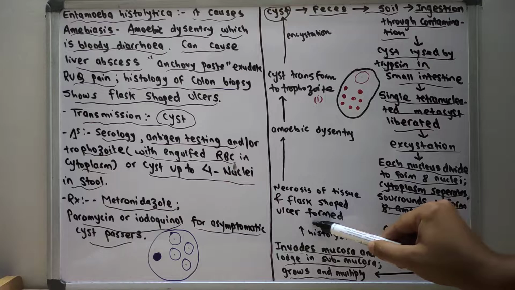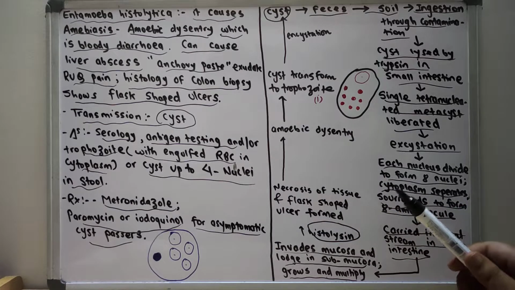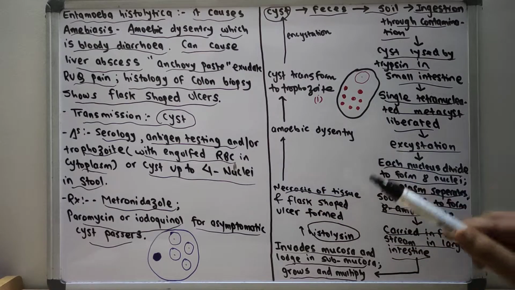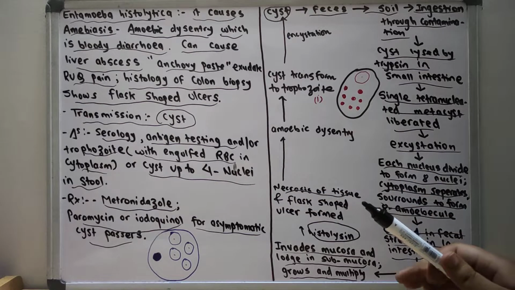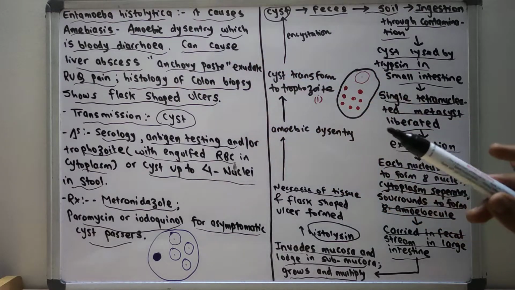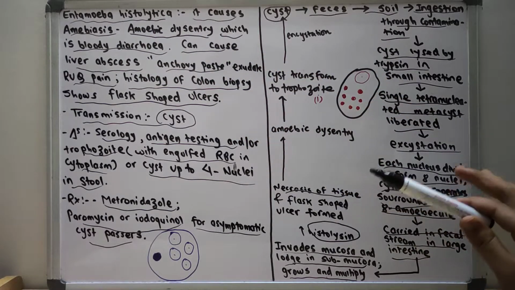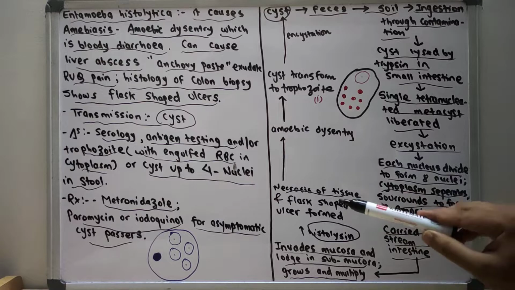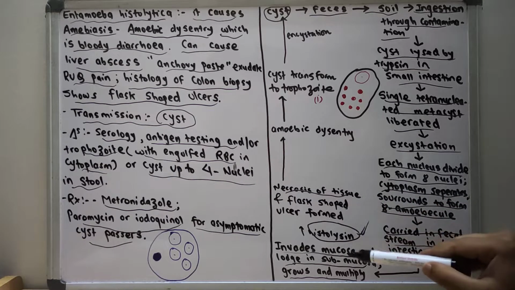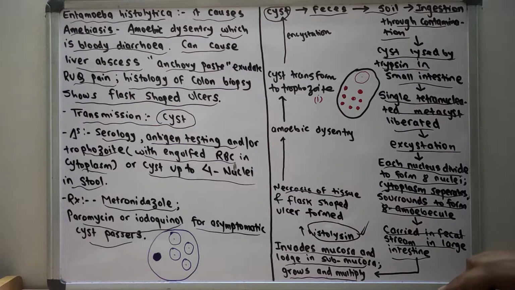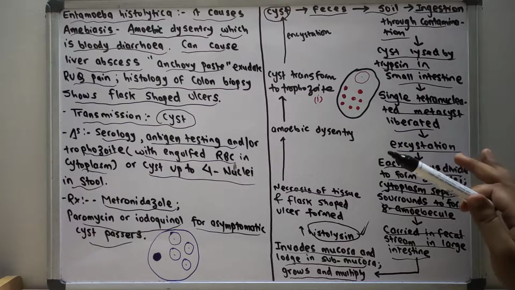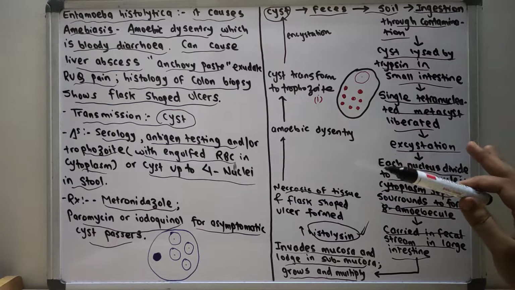There it produces the histolysin. So this histolysin causes the necrosis of the tissue of the large intestine. I have already said that in the histology of the colon biopsy we see the flask-shaped ulcer. Those flask-shaped ulcers are produced by this histolysin, and histolysin is produced by these amoebas, Entamoeba histolytica, in the large intestine.